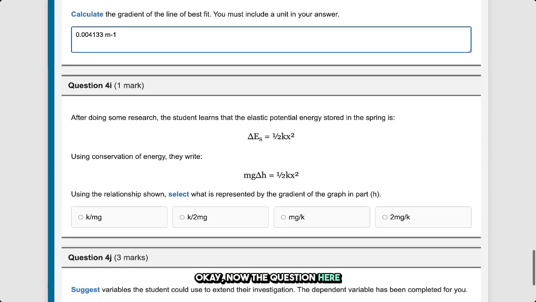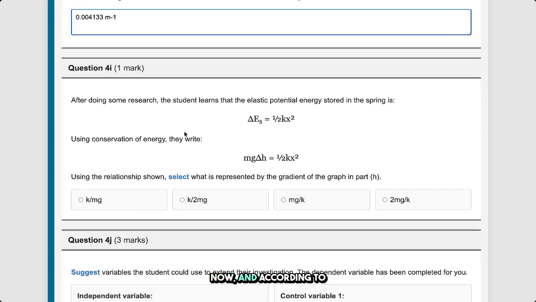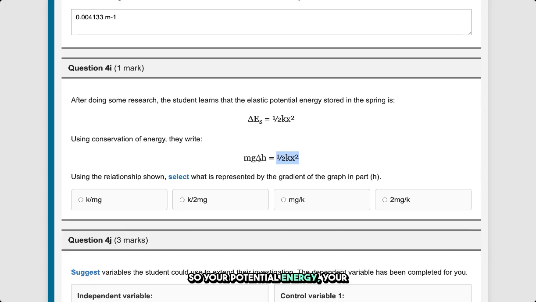Now the question asks, after doing some research, the student learns the elastic potential energy stored in the spring is E equal to half kx square, right? According to conservation of energy, I told you about this. So mg delta h is equal to half kx square. So your elastic potential energy, which is half kx square, is equal to mgh.